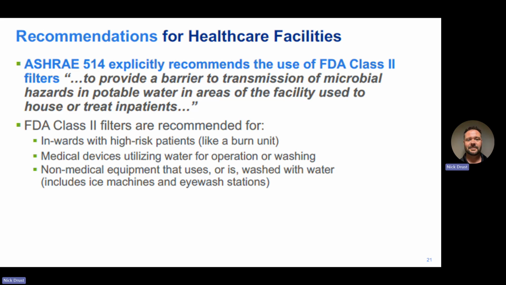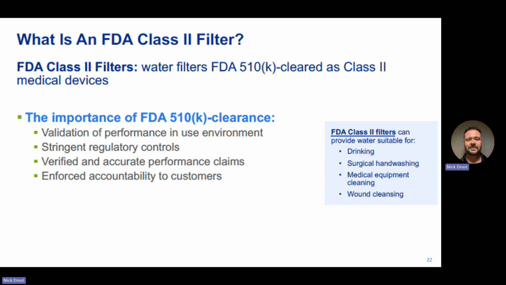The third category is often overlooked: non-medical equipment that uses water or is cleaned with water. That includes ice machines, eye wash stations, bottle fillers, drinking fountains, equipment that may not traditionally be viewed as part of an infection prevention strategy. 514 recognizes that risk isn't determined by whether something is classified as a medical device. It's determined by how water reaches the patient. So why specifically FDA Class 2? What makes those different from other filtration technologies?